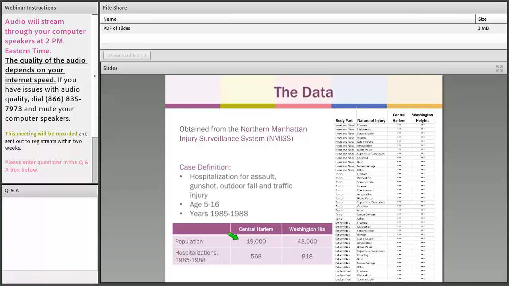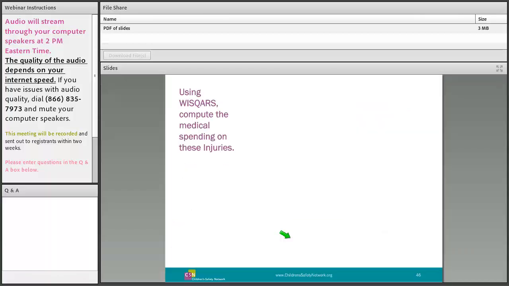There are. But if you want to look at the rate of injury, because Central Harlem is much smaller than Washington Heights, it turns out that the injury rate, the hospitalization rate among kids in Central Harlem was 1.5 times that of Washington Heights. So for every 2 kids injured in Washington Heights, 3 were hospitalized in Central Harlem. So this was really the impetus to take a look at the costs.